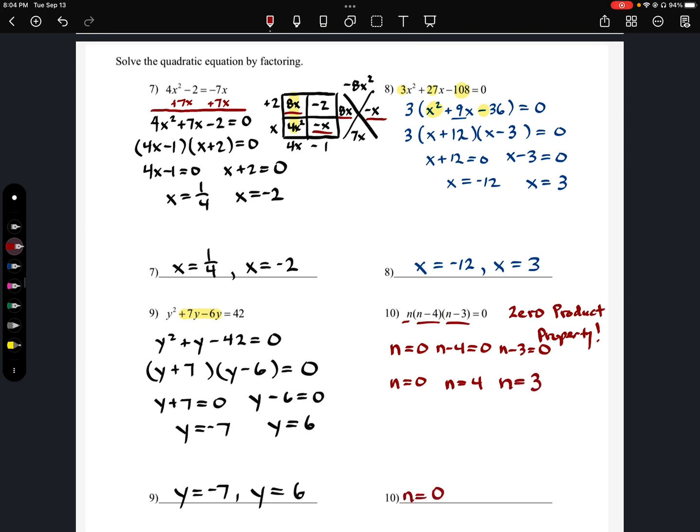That one I know is not a quadratic. It is a cubic, which we'll learn a little bit more about in the next chapter, but the zero product property still works the same.